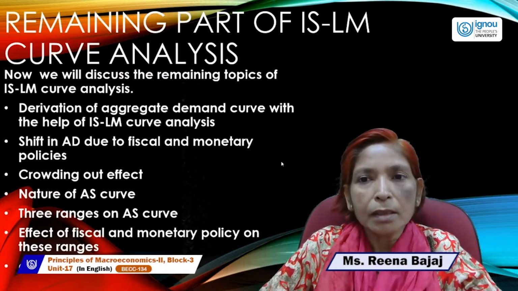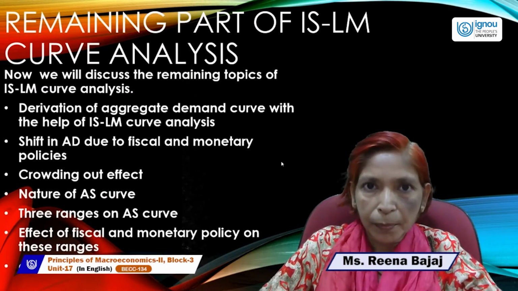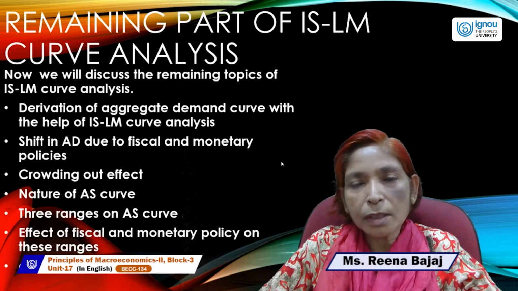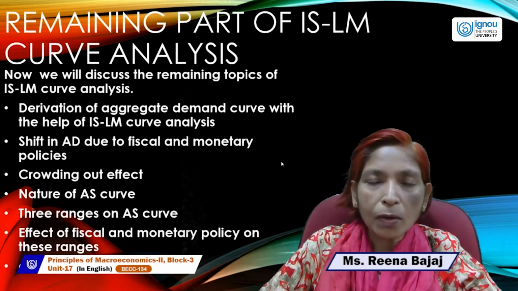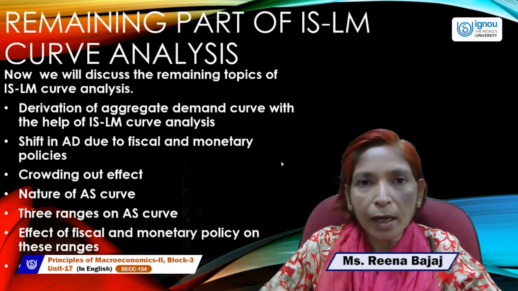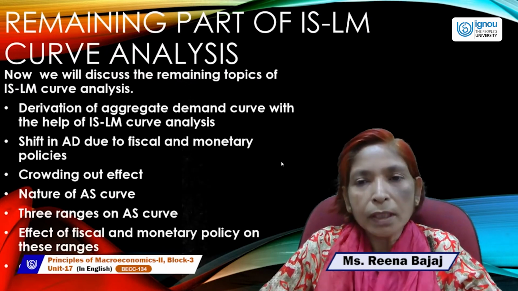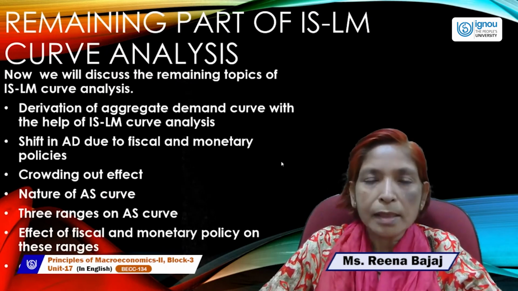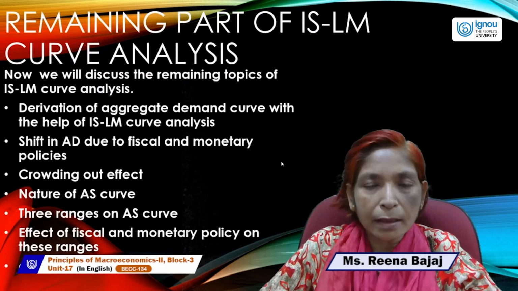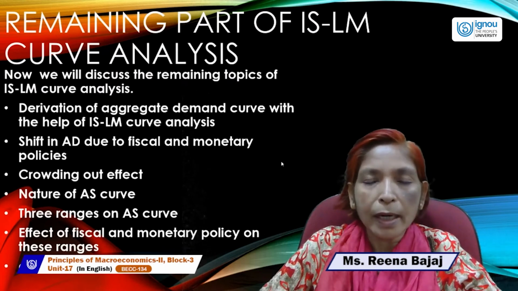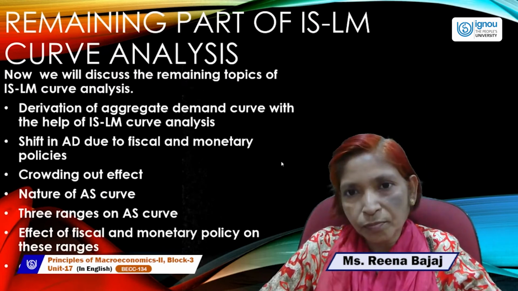LM represents money demand and money supply. That's why it is related with money market equilibrium. We discussed in the last session how the IS and LM curves are derived and how these two markets simultaneously determine the rate of interest and the level of income.